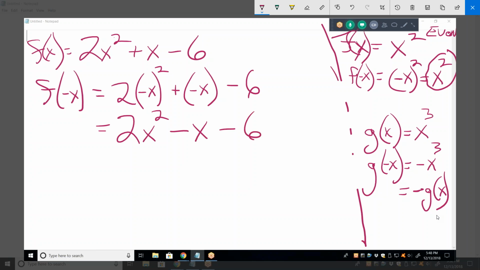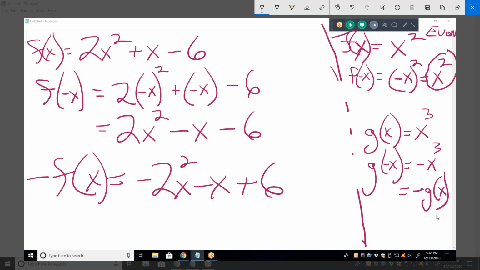Well, that is neither f of x nor negative f of x. It certainly isn't f of x, correct? No, it is not. Well, what would negative f of x be? Negative f of x would just be a negative sign in front of all of these. So negative f of x would be that. So it's not f of x, it's not negative f of x, therefore it's neither. It's that simple.